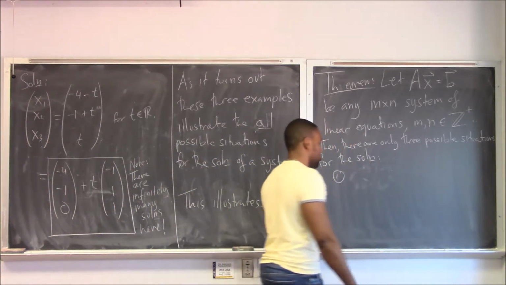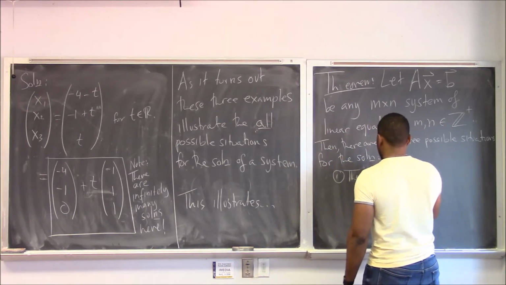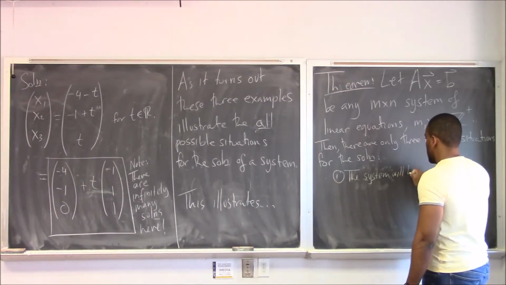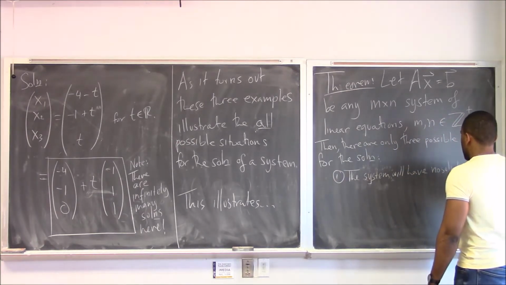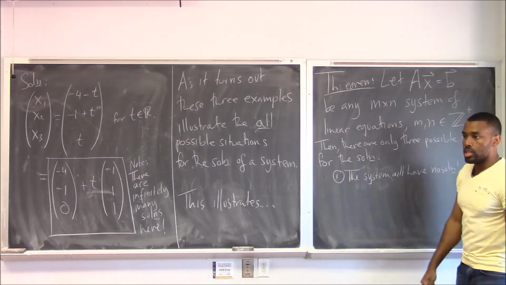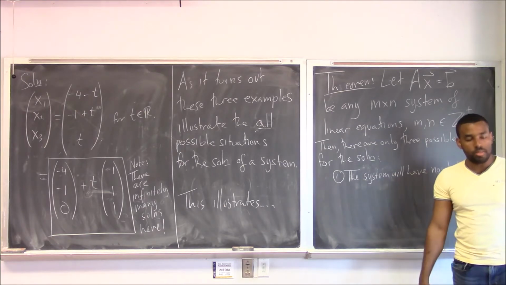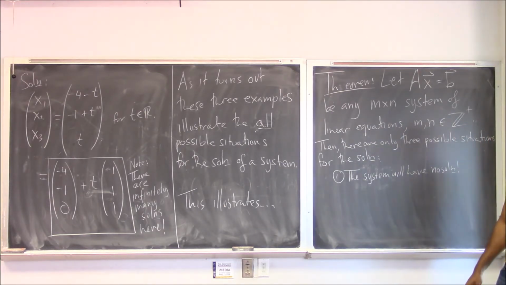1, the system will have no solution. Such a system is inconsistent. This was in our second example. It's possible that you have a system and it's impossible to find values for all the variables that will work in all equations at the same time. That was what was happening in our second example.